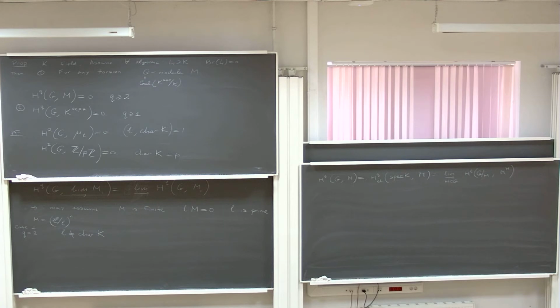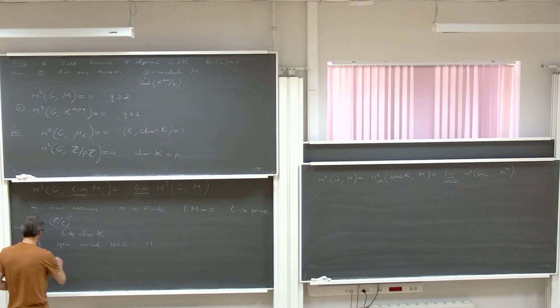Okay, so now we pick some open normal H in G such that two properties hold. First of all, every element of M is H invariant. We can do this because M is finite.